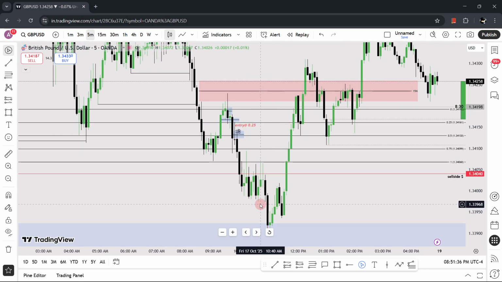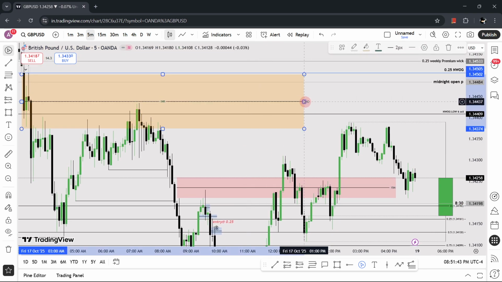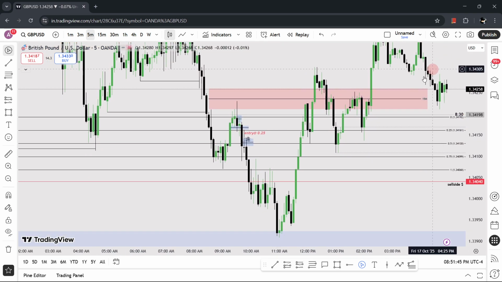After coming here, this is the buy side. It went through there. Structure shift to the upside. If I look at the board, it is respecting each level.